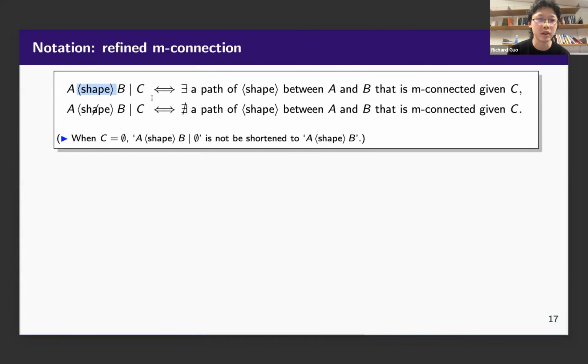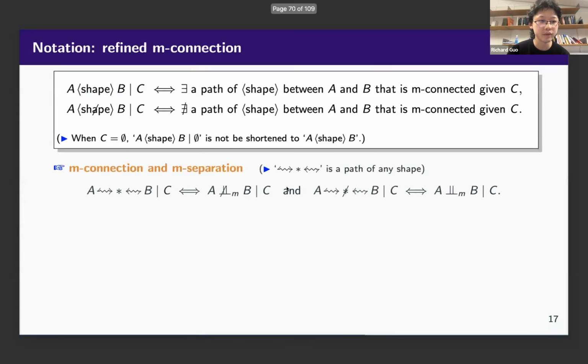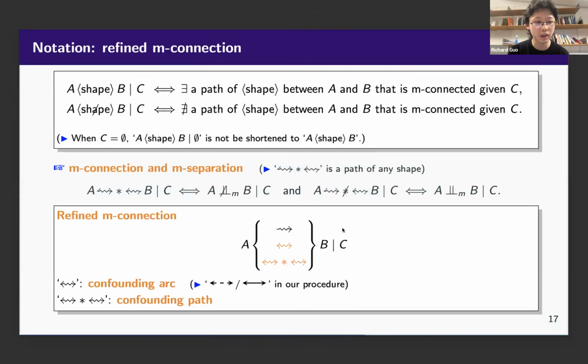So that means existence or non-existence of an M-connecting path of a particular shape between A and B given C. So M-connection, M-separation can be written in such a fashion because this type of half arrow path means a path of any shape. But importantly to us are three different types of refined M-connection or M-separation relations, in particular the latter two: the confounding arc and the confounding path.